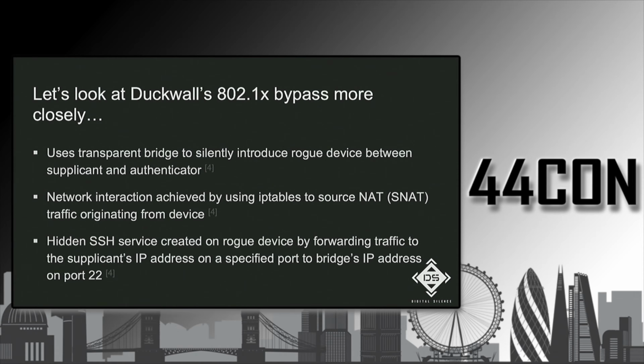We mentioned it used a transparent bridge to silently introduce the rogue device between the supplicant and authenticator, and network interactions were achieved using iptables to create a source NAT, so the traffic originating from the rogue device appears to be coming from the supplicant.